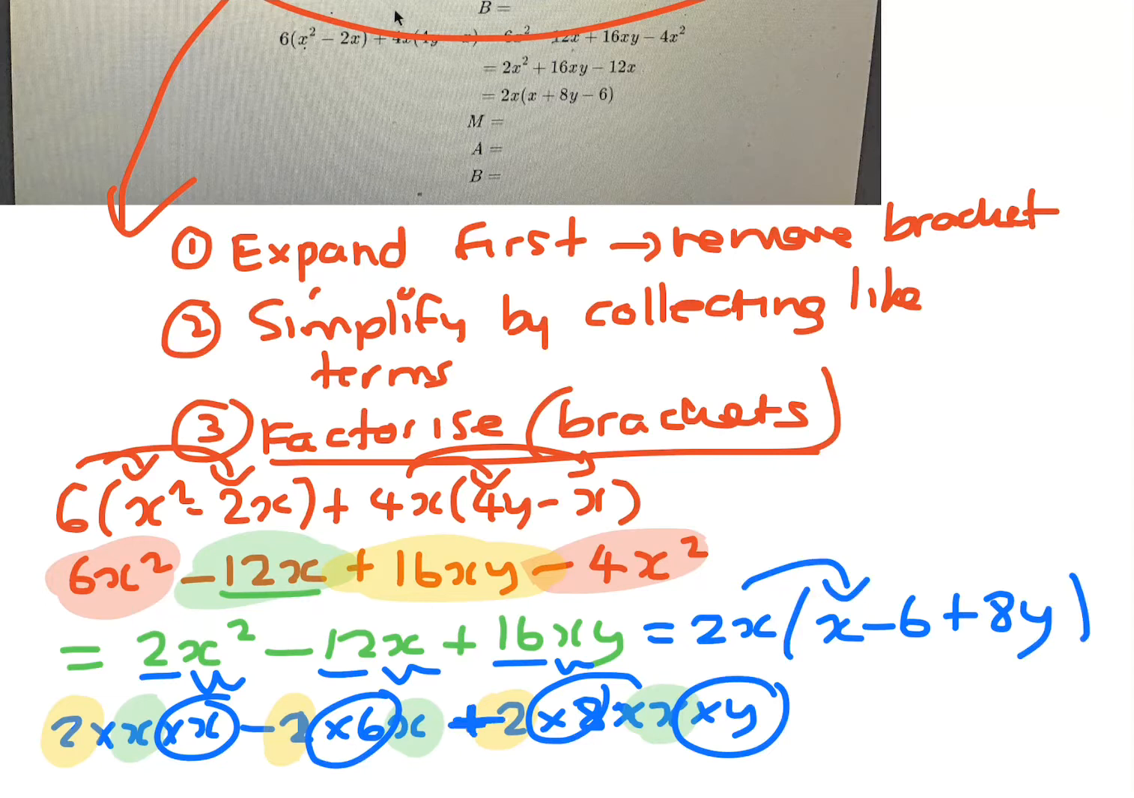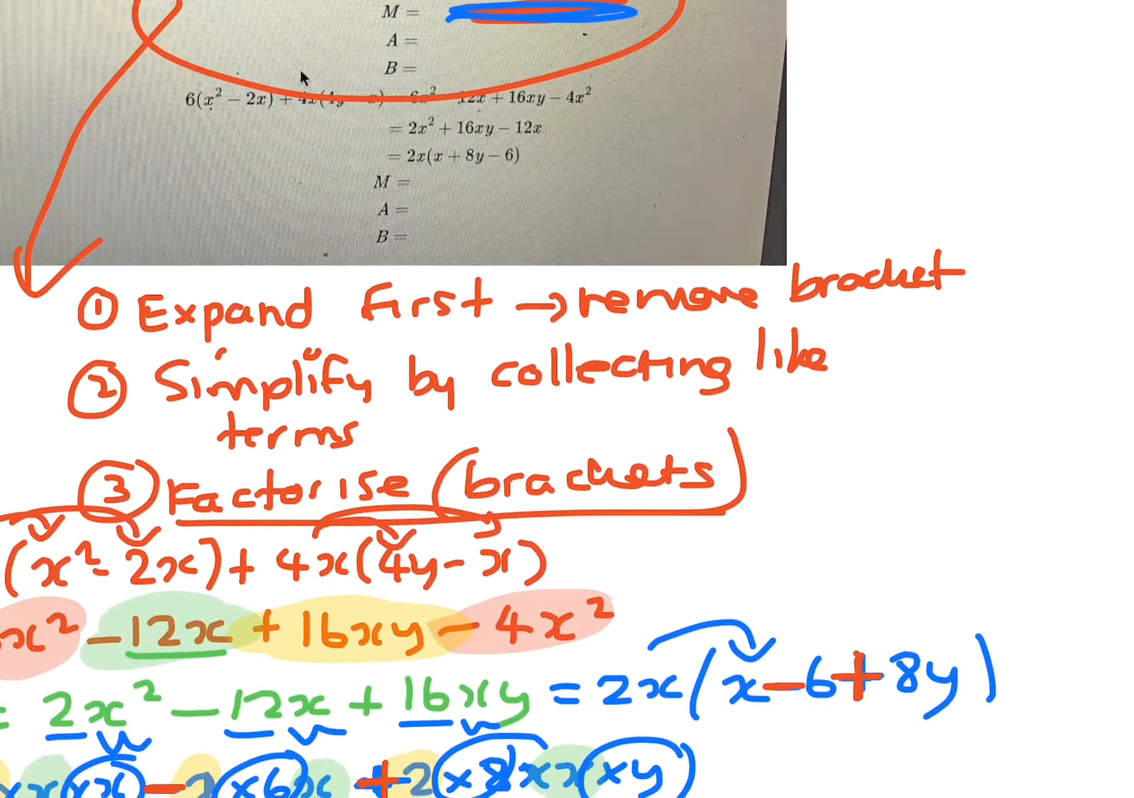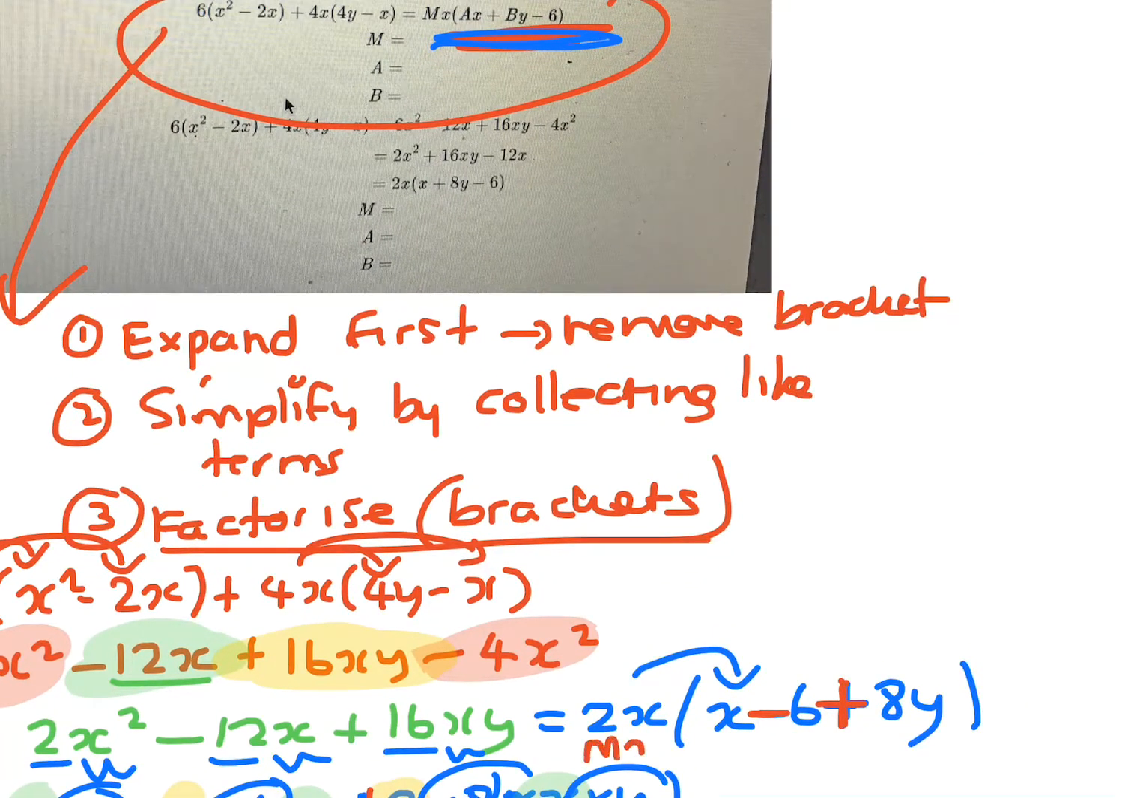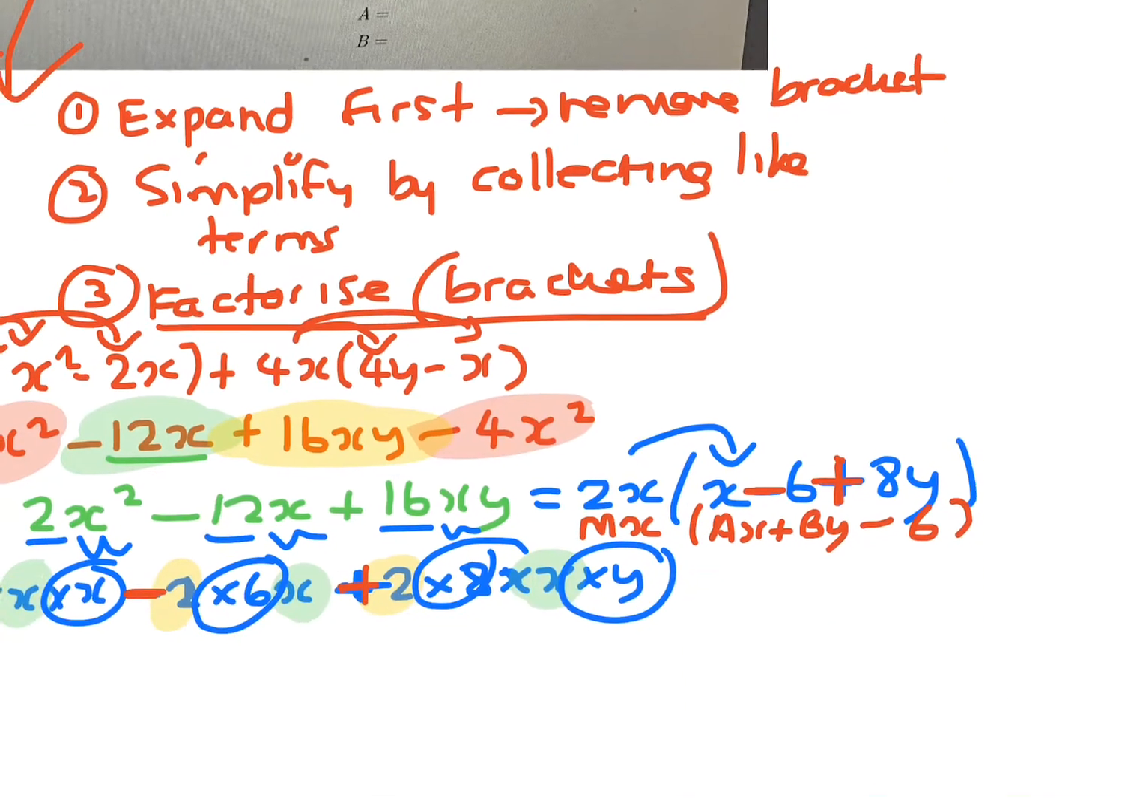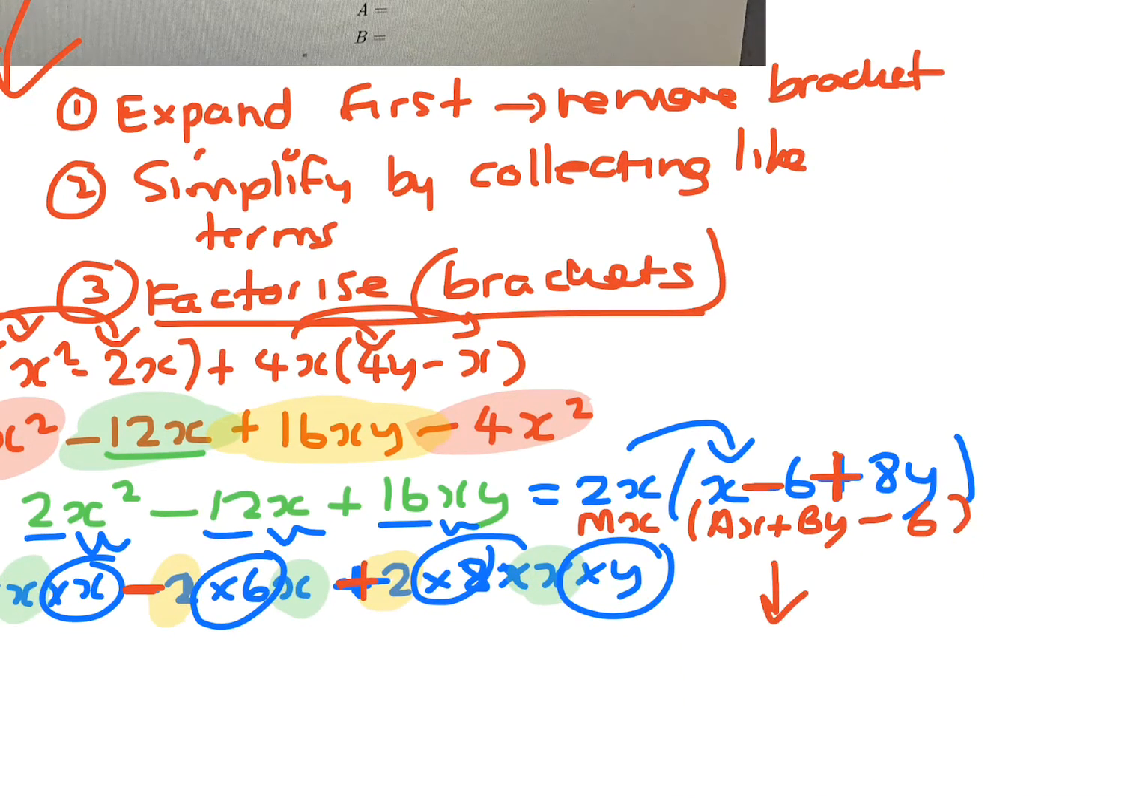Notice they keep their sign, so if it's plus here, it ends up being plus. If it's minus, it ends up being minus. Okay, it doesn't change. So underneath it, we have this mx. So we have mx bracket ax plus by minus 6. Oh, and when I look at that, it doesn't actually match up.